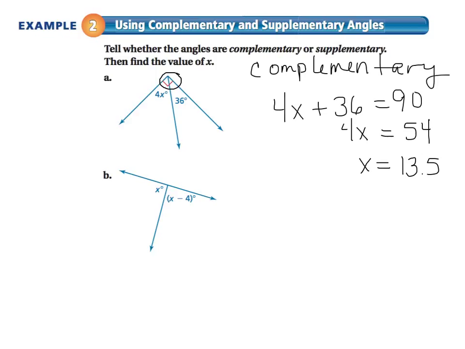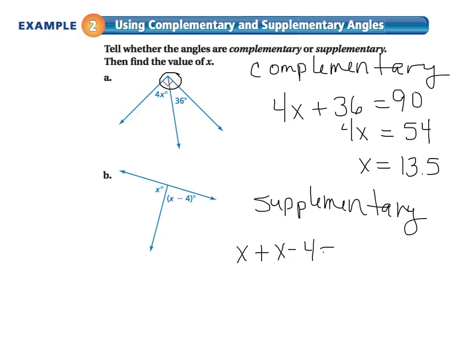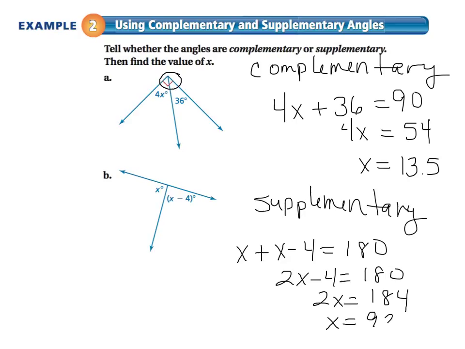So now the next one would be supplementary. Why do we know that this is supplementary? Because it makes a straight line. So we know x plus x minus 4 would give me 180 degrees. I combine like terms. 2x minus 4 equals 180 degrees. Now what do I do? I add 4 to both sides, the addition property of equality. That gives me 2x equals 184. So the value of x would be 92 degrees.